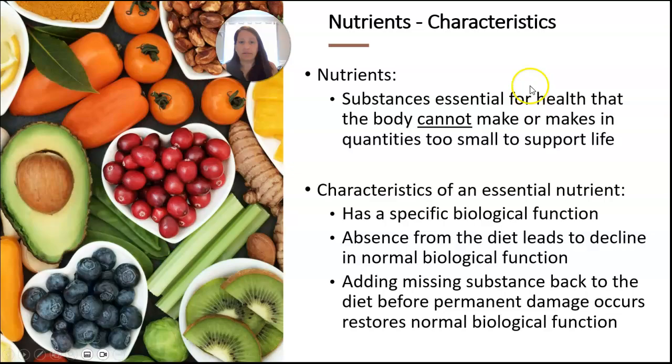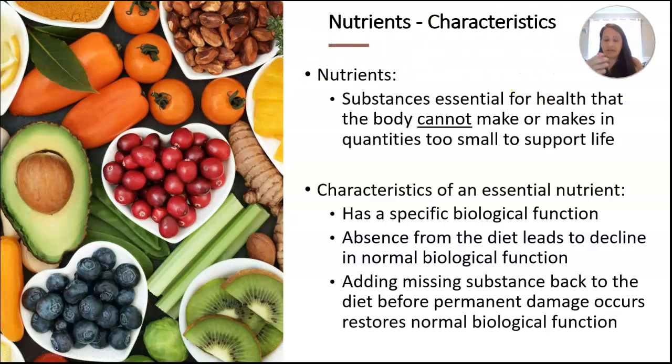What are nutrients? Nutrients are substances that are essential for human health, that our bodies cannot make or can make, but in not large enough quantities to support life. So these are things that we need to maintain homeostasis, to keep ourselves alive.